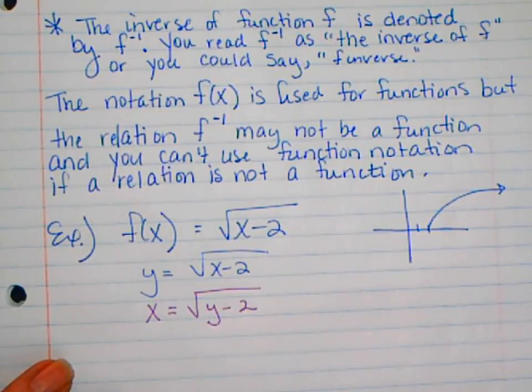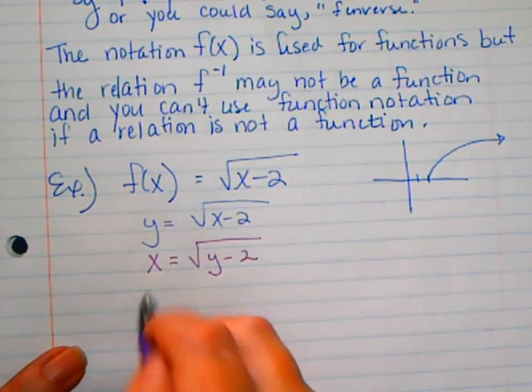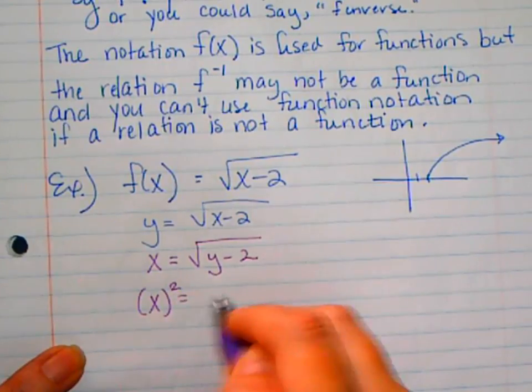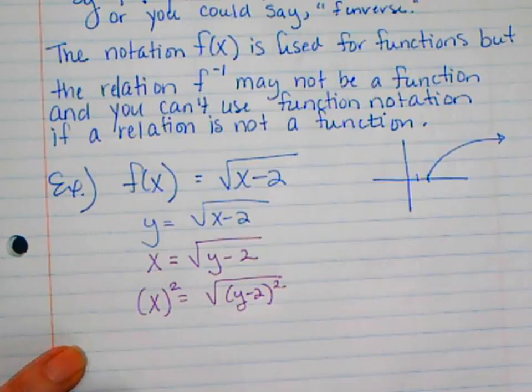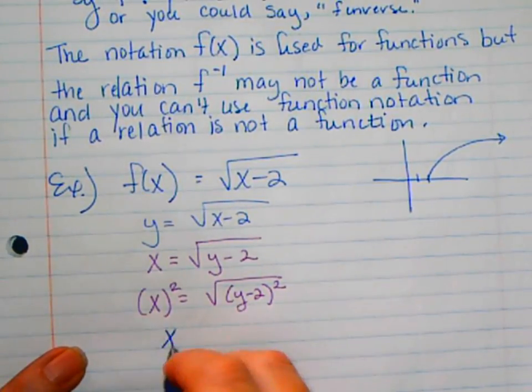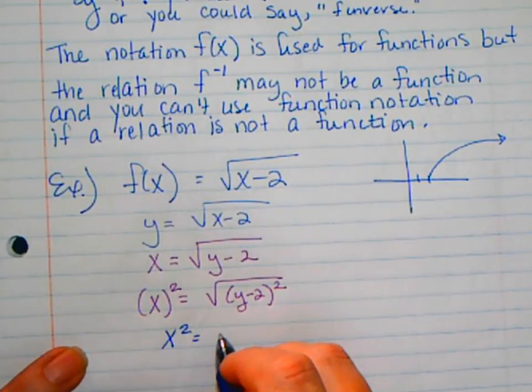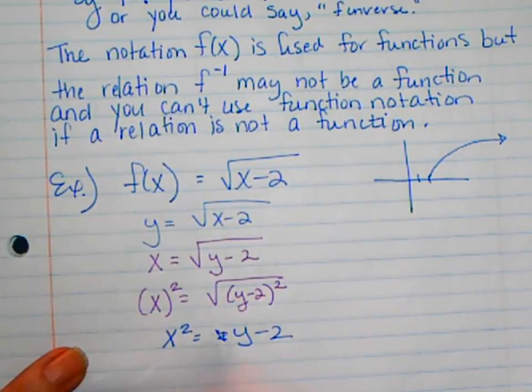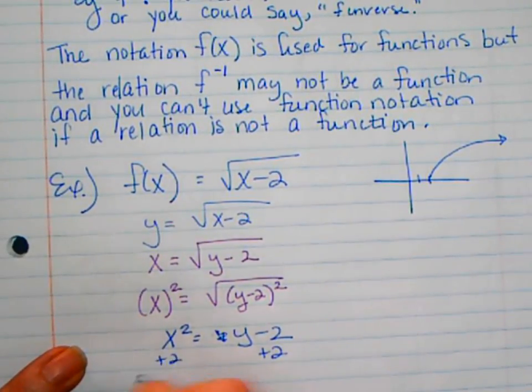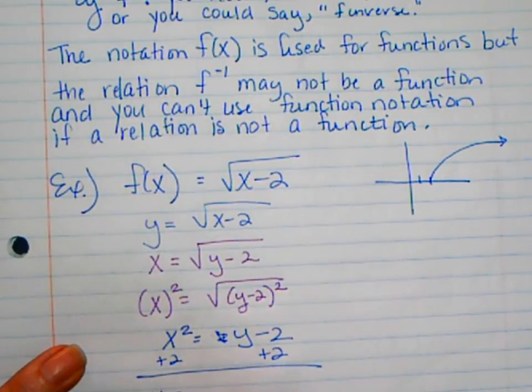Now what am I going to do? Not square root both sides. Square both sides. So x squared is just going to be x squared equals, what's square root of y minus 2 quantity squared? It's just y minus 2. Now what? So y equals x squared plus 2.